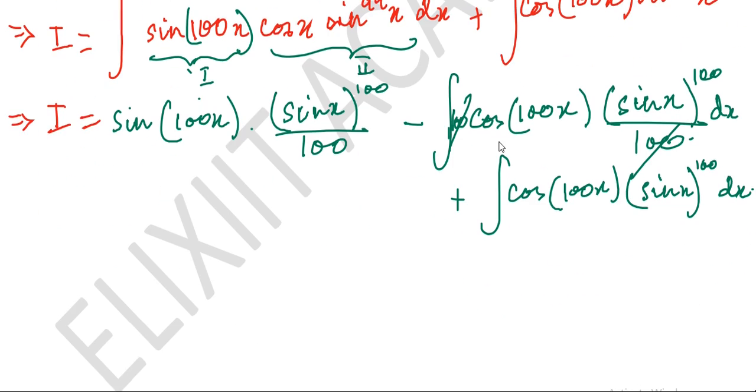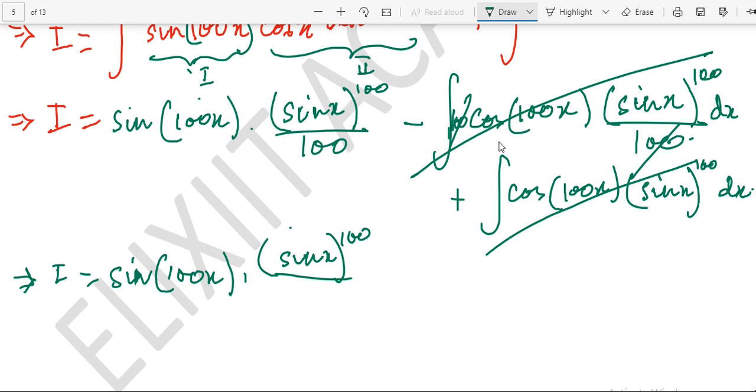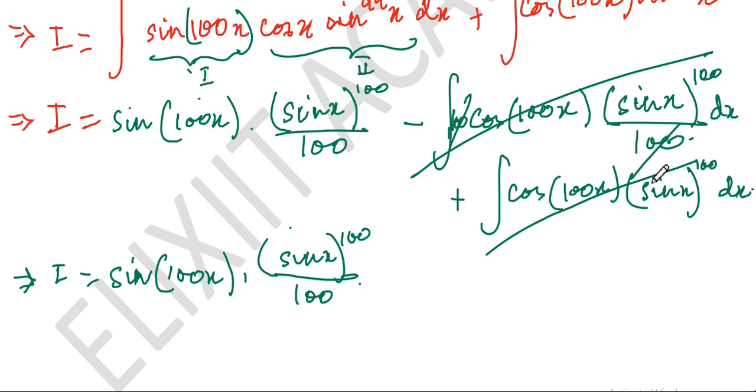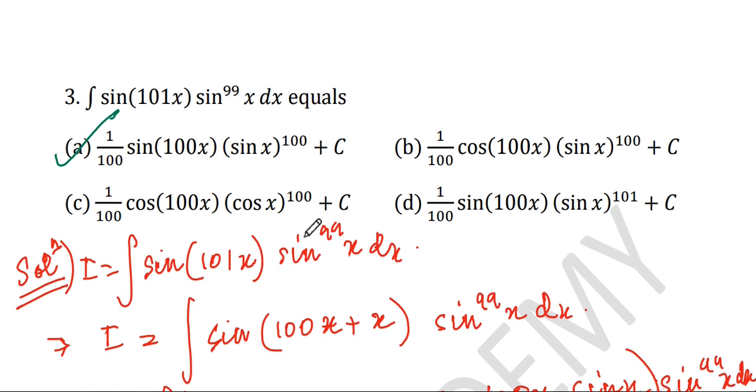So see here, these two functions get cancelled. You are simply left with I as sine of 100x multiplied by sine x to the power 100 divided by 100. So your option A is the right answer: 1 by 100 sine 100x multiplied by sine x whole to the power 100, plus C.